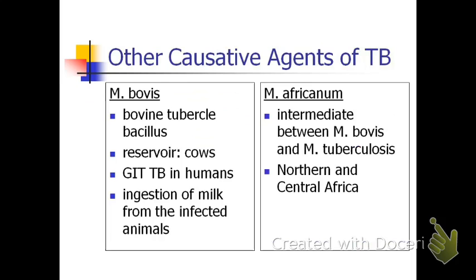Okay, so other causative agents of tuberculosis include Mycobacterium bovis, also known as the bovine tubercle bacillus. The reason why we call it bovine is because cows or cattle are the common reservoir. In humans, the gastrointestinal tract is commonly affected because sometimes humans drink contaminated milk or milk that has not yet been pasteurized. In Africa, as I told you a while ago, the most common etiologic agent of tuberculosis is Mycobacterium africanum.